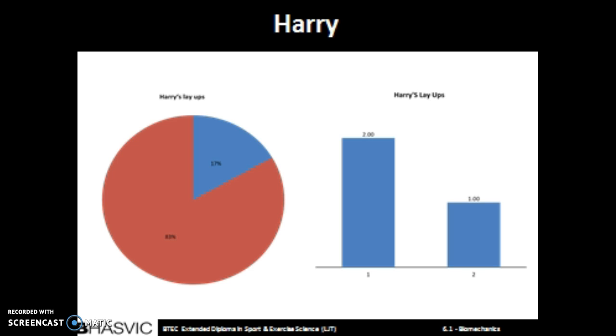Here you can see the perfect model. So within the game, you can see on the pie chart here that it's clear they scored more than they missed. So out of their 3 attempts, they scored 2 out of the 3.